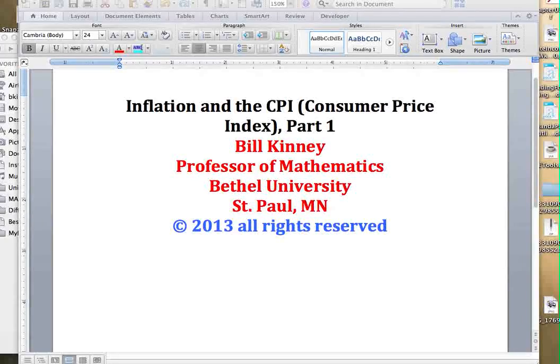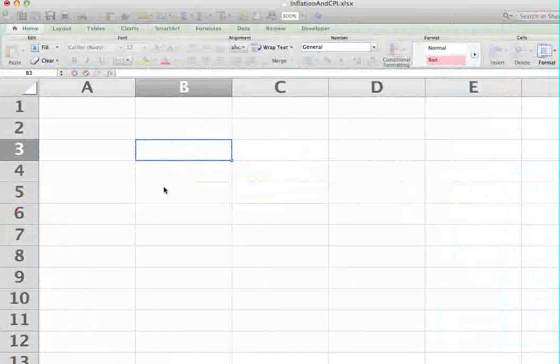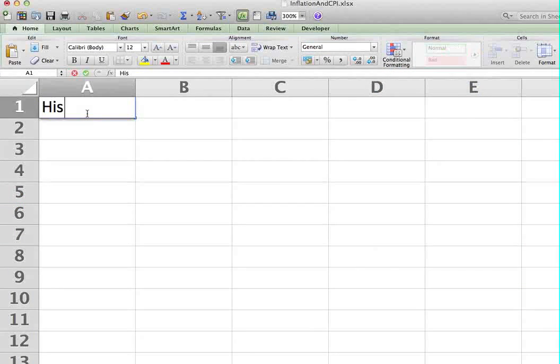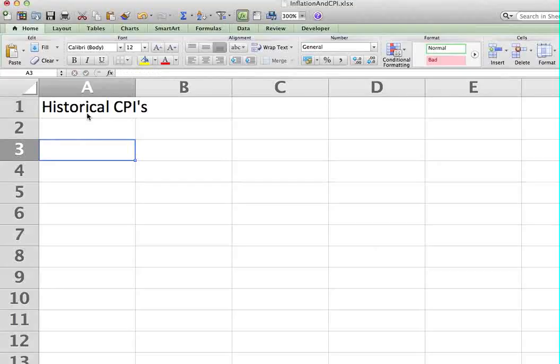The CPI, the Consumer Price Index, is a way to measure inflation. And what we're going to do is look at some historical CPIs that I have in a book that I have here, and see how they can be used to estimate or measure inflation, and how they can be used to solve problems relating to making estimates about prices of things and purchasing power and that kind of thing.